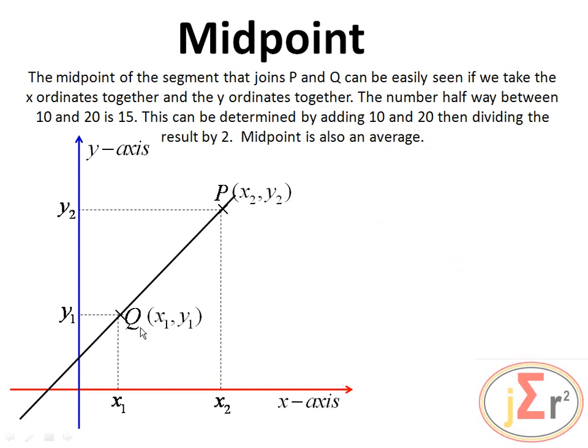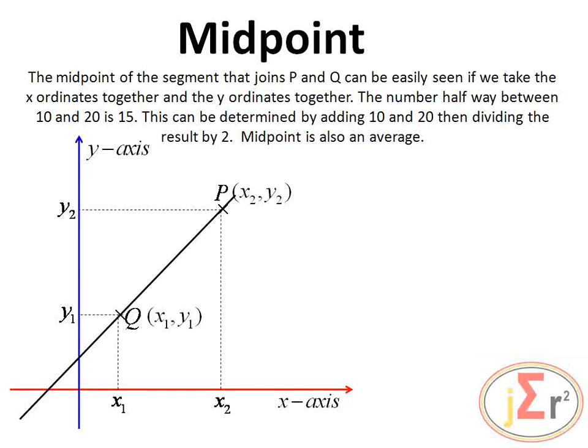Now we're going to be looking at midpoint. And of course, midpoint shouldn't come as any surprise. The midpoint of a segment that joins P and Q can be easily seen if we take the x-ordinates together and the y-ordinates together. Let us take a general thing. The number halfway between 10 and 20 is 15. This can be determined by adding 10 and 20, then dividing the result by 2. So midpoint is also an average.